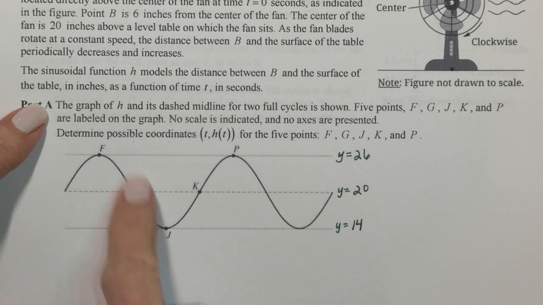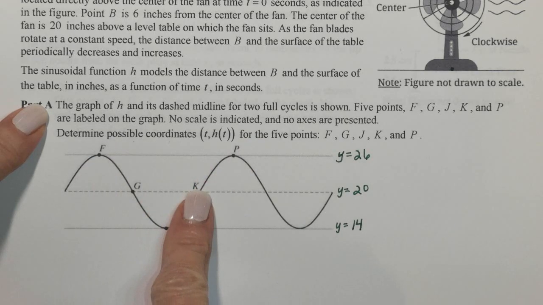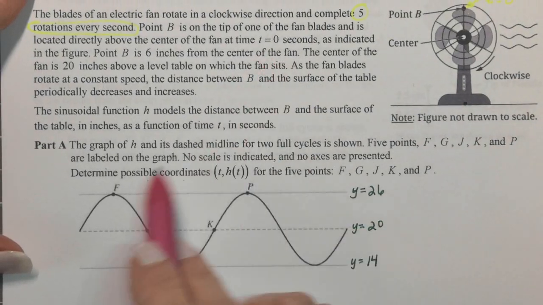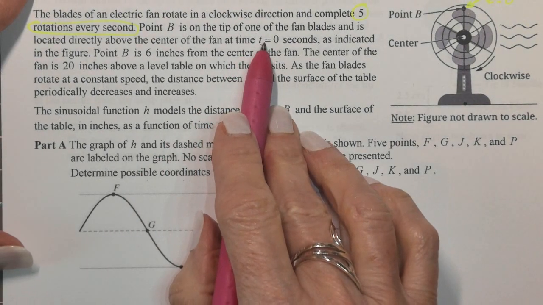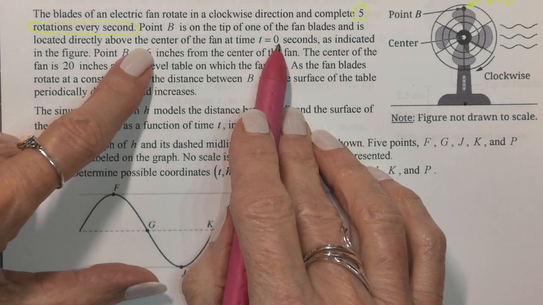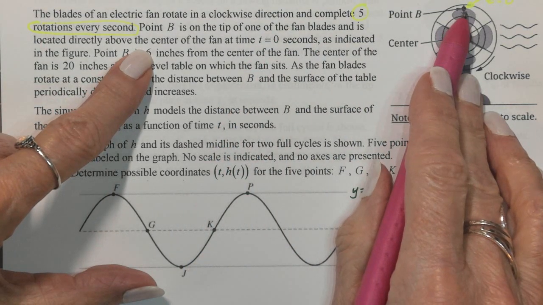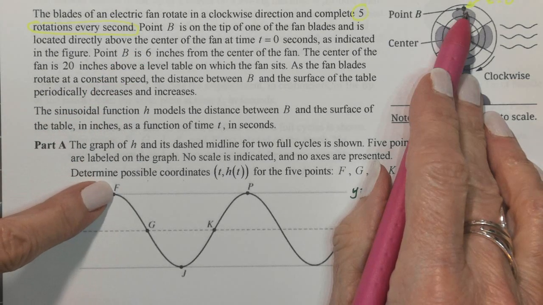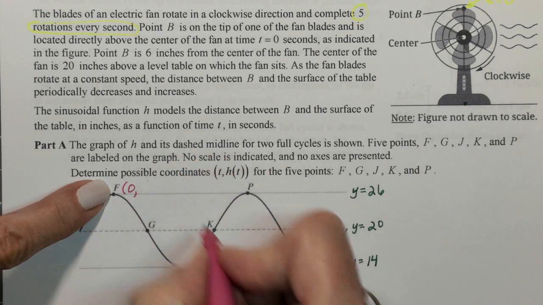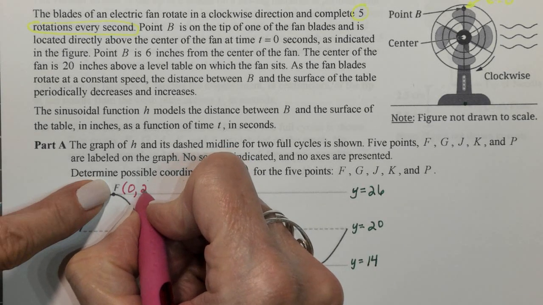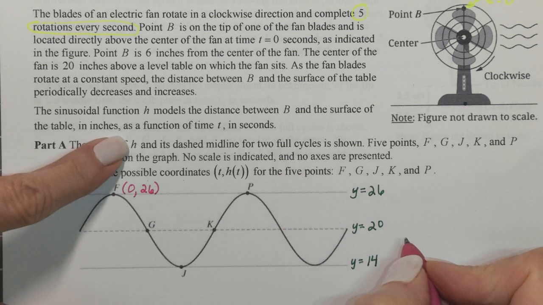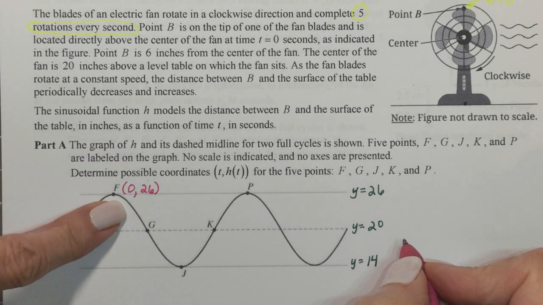Okay, I like to do that first. That gives me the y coordinates of all of these points. Now all we have to do is do the x coordinates. Well, at time 0, remember the x coordinates are time. They're really t coordinates. So at time 0, we are up here. We're the farthest it could be. So I'm going to make F my time 0 point. At time 0, the y coordinate, the h coordinate, is 26.